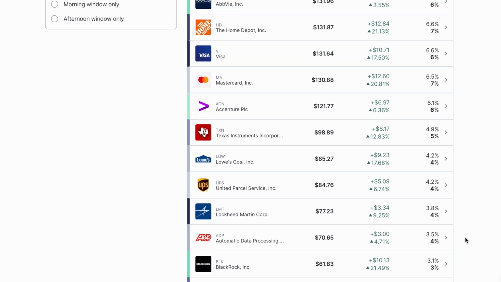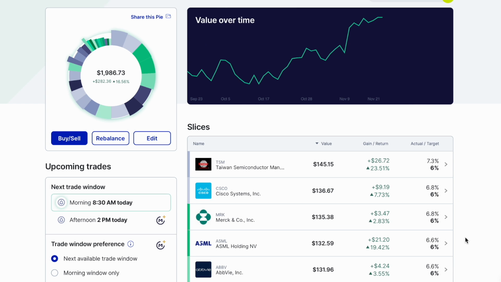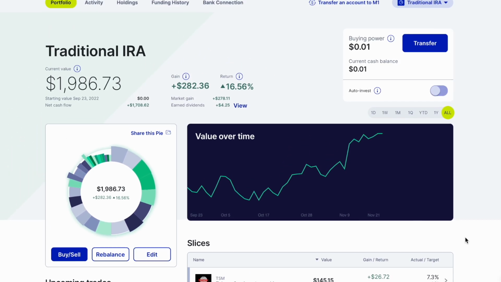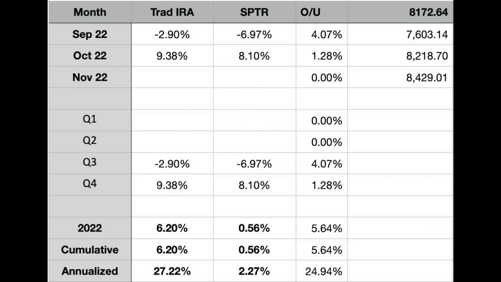I moved this portfolio to M1 back in September of this year and had it invested in other stocks. The initial balance that I transferred was $1,706.87. The original allocation got off to a pretty good start compared to the S&P. In September, this portfolio fell 2.9% compared to a 6.97% loss for the S&P. And in October, this portfolio was up 9.38% compared to a gain of 8.1% for the S&P. So 2 months in, I was up 5.64% more than the S&P 500.